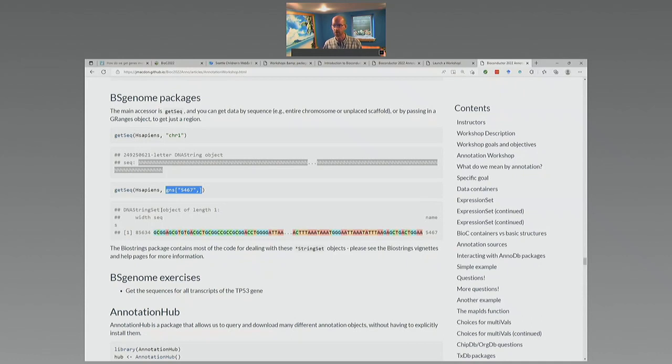And it comes in a DNAStringSet. You can see these are nice because this is 85,000 bases long and it gives us dot, dot, dot in the middle, so it's not blowing out some huge thing. And it gives you the Entrez gene ID over here. So you can get longer, shorter DNAStringSets and you can do different things with that that's sort of beyond the scope of this. But if you need to do string stuff, if you need to get the sequences, this is basically how you do it.